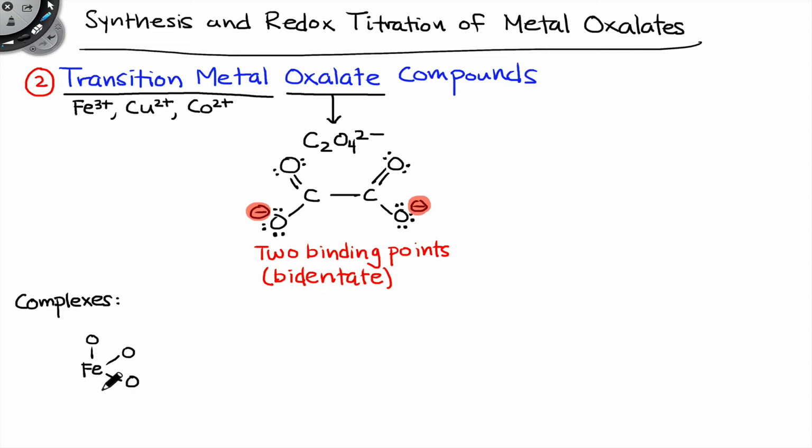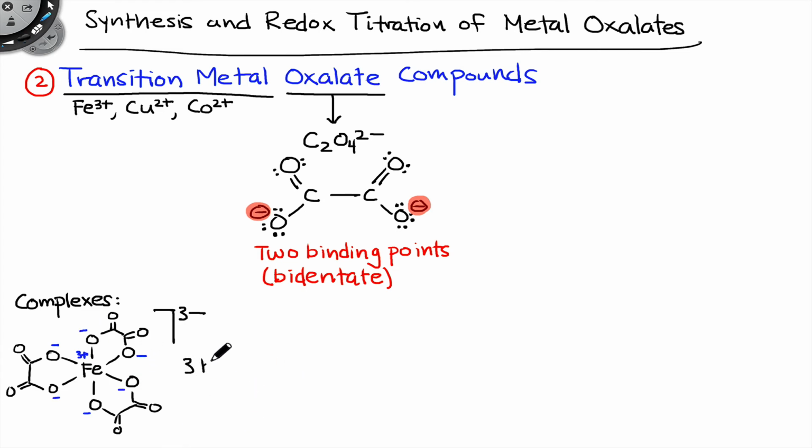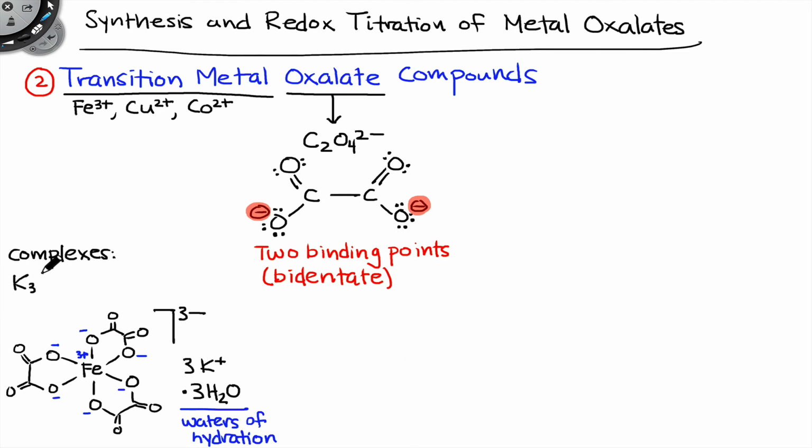So the iron 3+ is at the center, and it's surrounded by 3 oxalate ligands in an octahedral geometry. The net charge of the complex is -3, and this is because the iron has a charge of +3, and each of the oxalate ligands has a charge of -2, for an overall charge of -3 with the 3 oxalate ligands. This is counterbalanced by 3 potassium cations, which are the counter ions, and the compound also includes 3 waters, which are waters of hydration. So the overall formula is K3[Fe(C2O4)3]·3H2O. And it's important to keep that overall formula in mind when you're trying to calculate the weight or mass percent of oxalate within this compound.